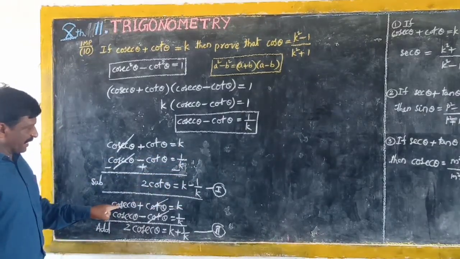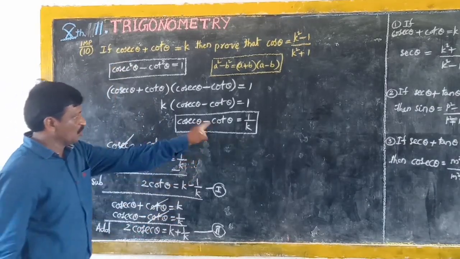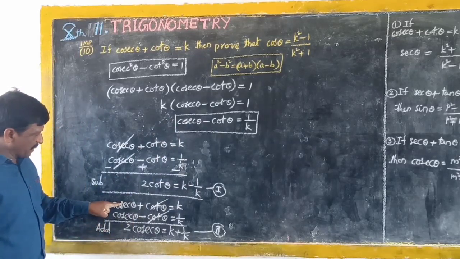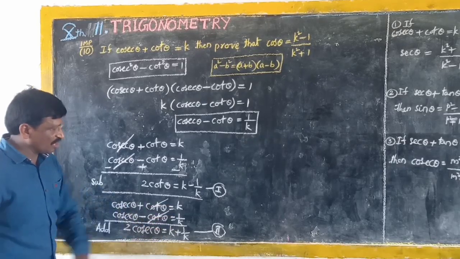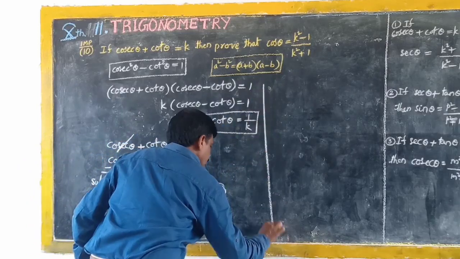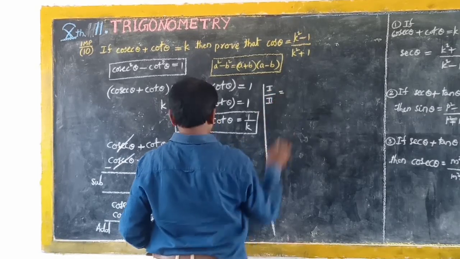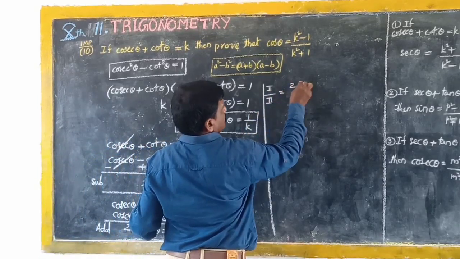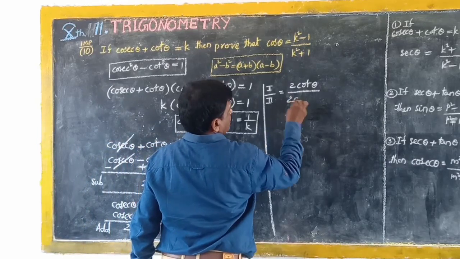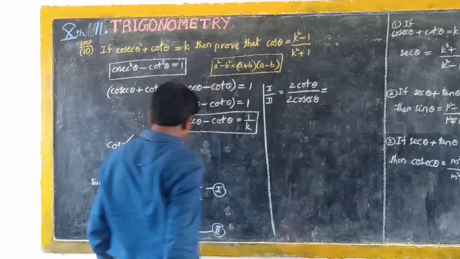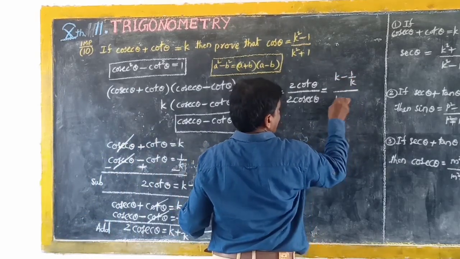Cosecant theta plus cot theta is equal to k, given cosecant theta minus cot theta is equal to 1 by k. Proved. Adding gives 2 cosecant theta is equal to k plus 1 by k. Now take the first result divided by the second: 2 cot theta by 2 cosecant theta is equal to k minus 1 by k, divided by k plus 1 by k.